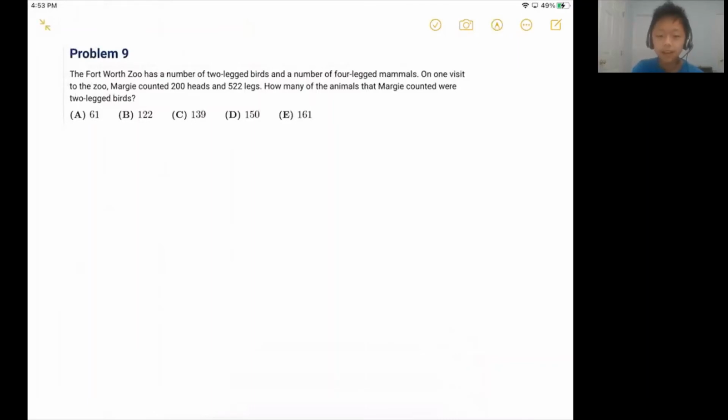Okay, so in this question, we're given that the Fort Worth Zoo has a number of two-legged birds and four-legged mammals. And this person goes to the zoo and they count 200 heads and 522 legs. We want to find how many animals could have been two-legged birds.